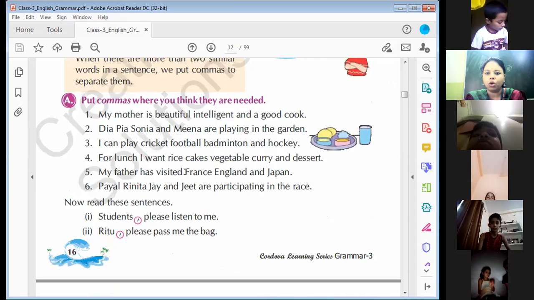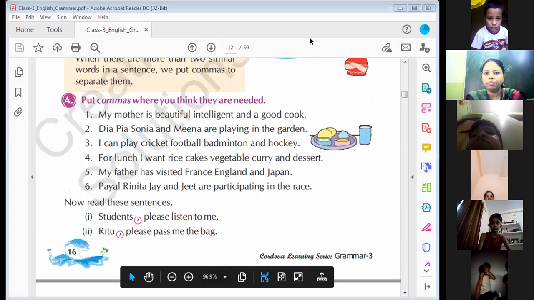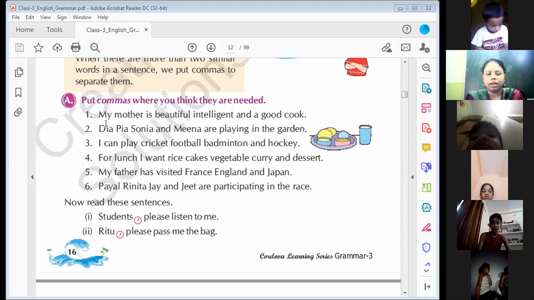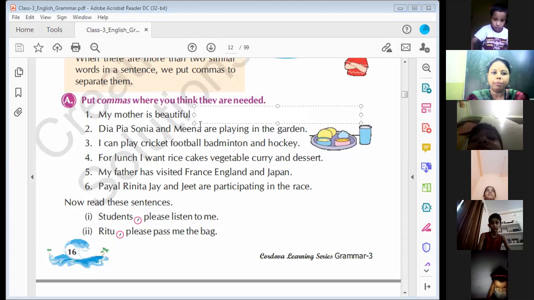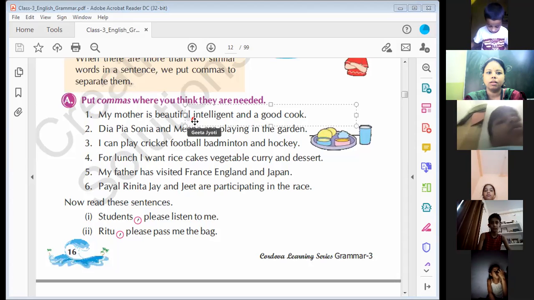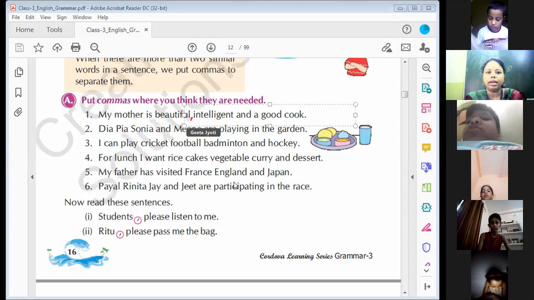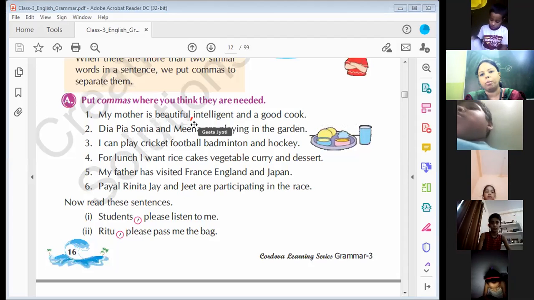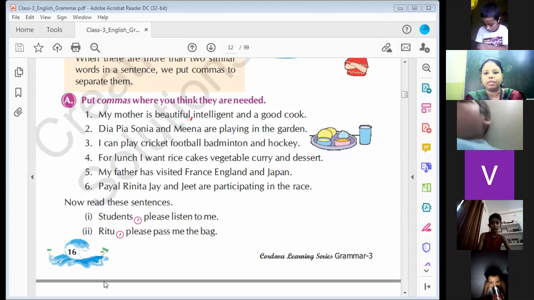Here we have to put commas. So how can we put commas? Let's start doing it. Like, my mother is beautiful, intelligent, and a good cook. So here between beautiful and intelligent, we will put a comma. Between beautiful and intelligent, there should be a comma. You just have to put a comma here in this question.